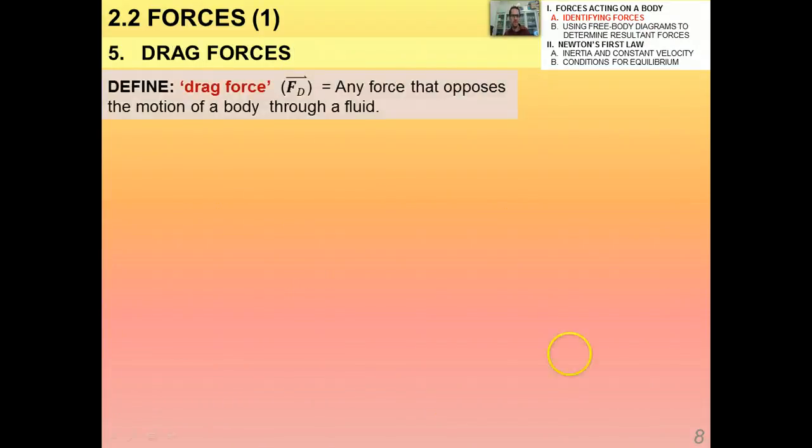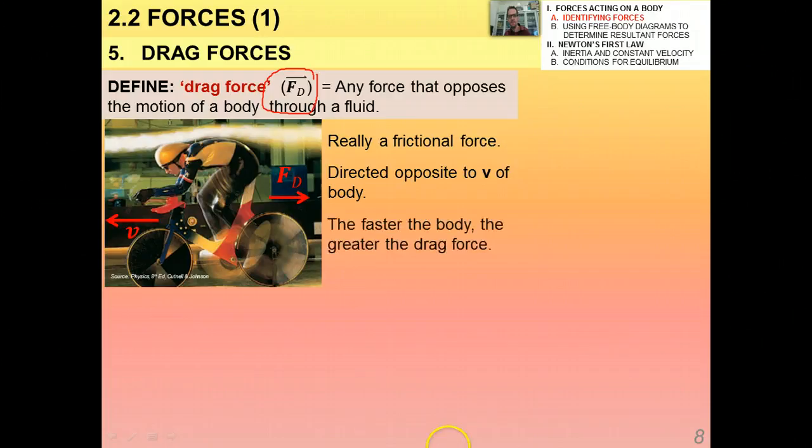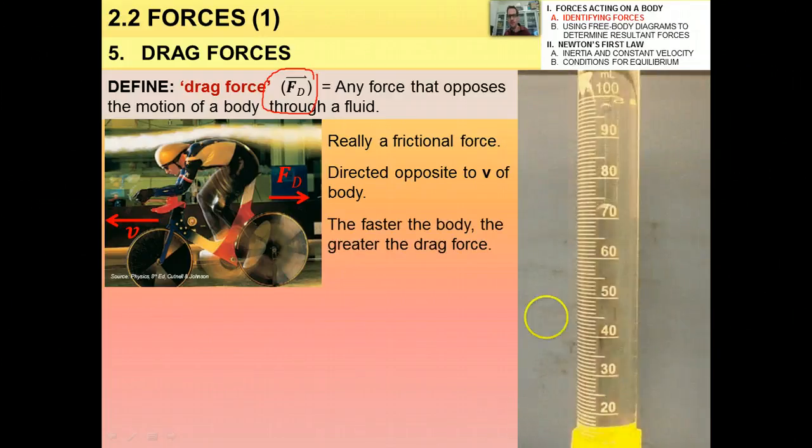Okay, drag forces. We've already talked about these kinds of forces. These are forces that oppose the motion of a body through a fluid, typically F sub D. It's really a frictional force. So in this case, a cyclist, the velocity is obviously in this direction. The greater the velocity, the greater the drag force, or the resistive force, which is really going in the opposite direction. It's always directed opposite to the velocity. The faster the body, the greater the drag force.